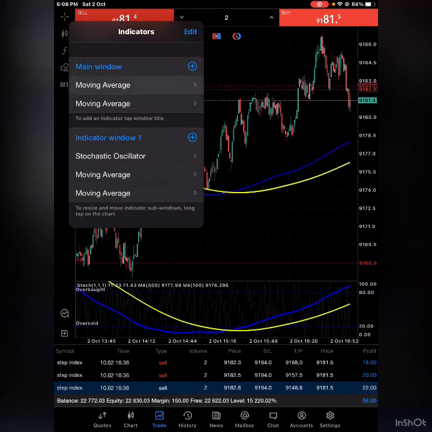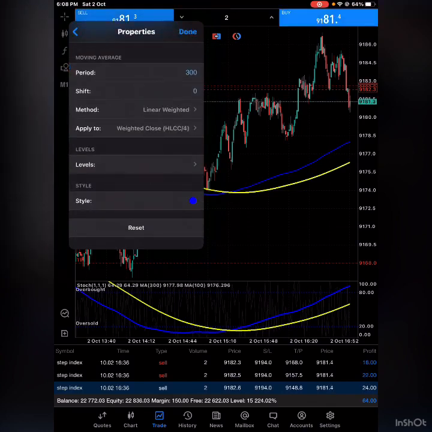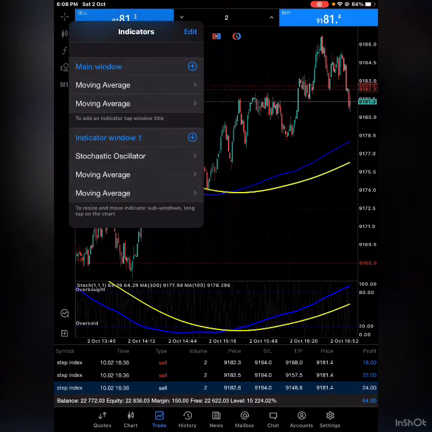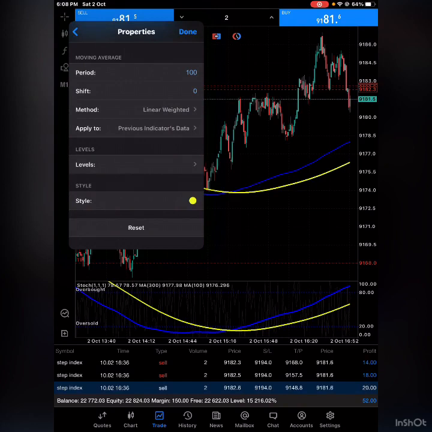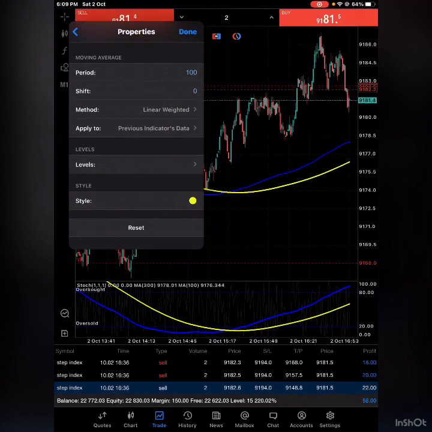Now the first moving average is 300, and you can see linear weighted and weighted close. Then after that, you click on done. Okay, you can see the settings if you don't just put it down. Now the next setting is 100. Not that you just do it randomly. The 300 comes first. Why?